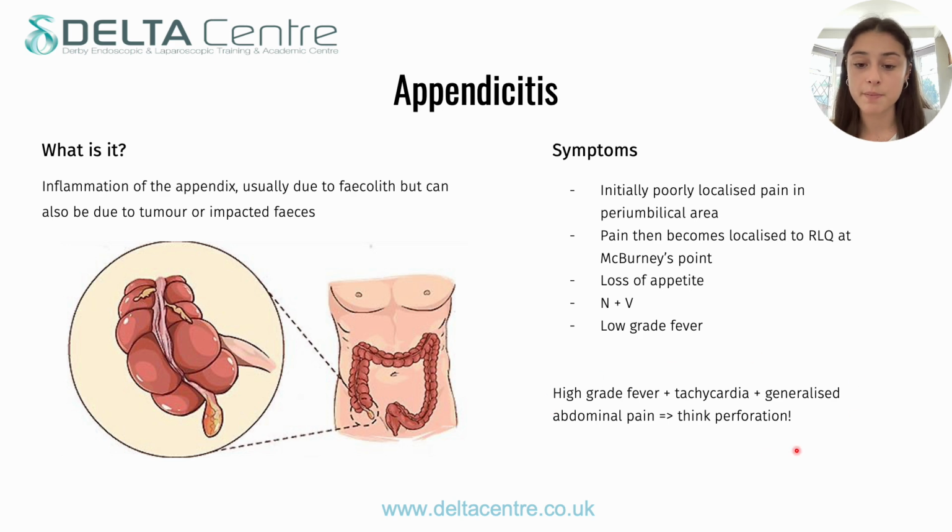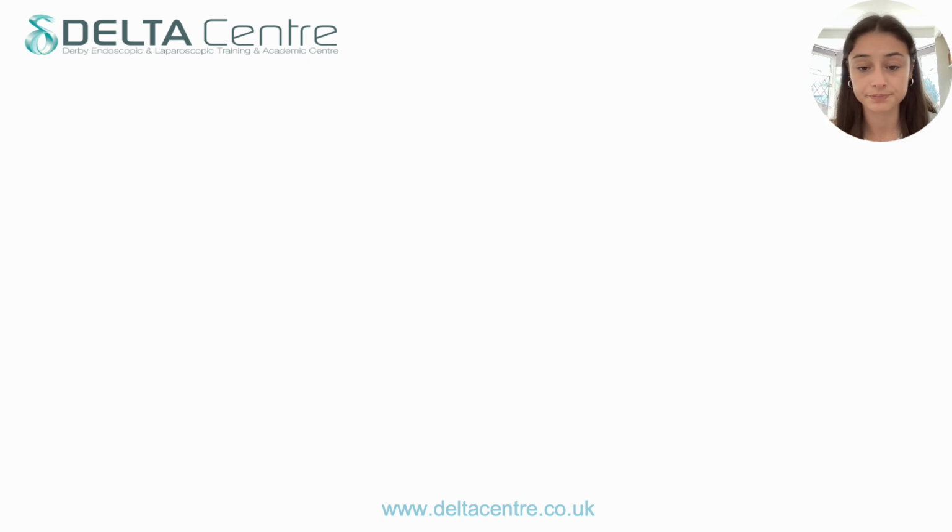The key thing to remember is if they present with a high-grade fever, tachycardia, so a fast heart rate, and generalized abdominal pain, they can't localize it, then think perforation of the appendix, because these are signs of peritonitis, which is inflammation of the peritoneal cavity. That will show that the appendix has burst, the contents have spread into the peritoneal cavity and caused peritonitis. That is a really key thing for you to remember.